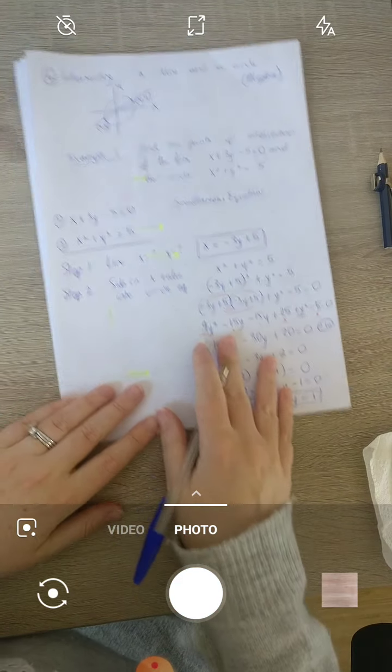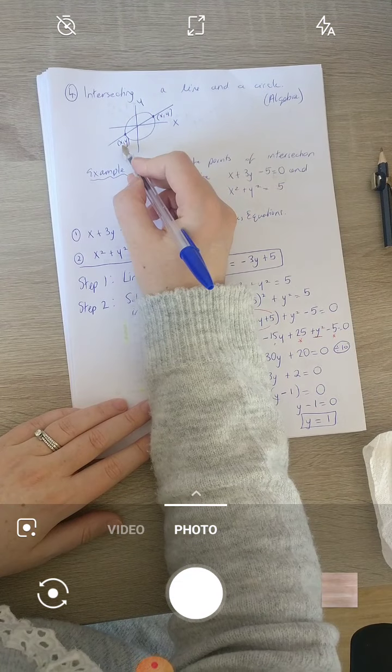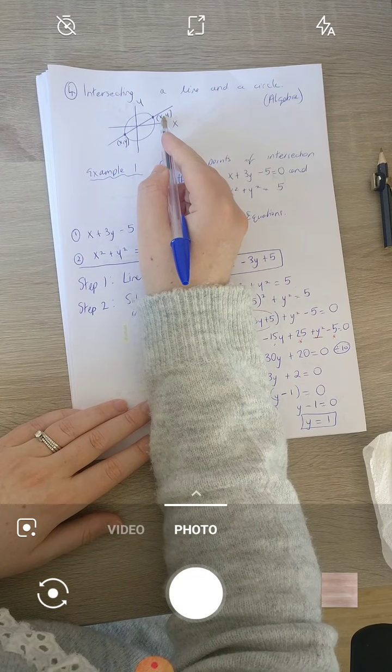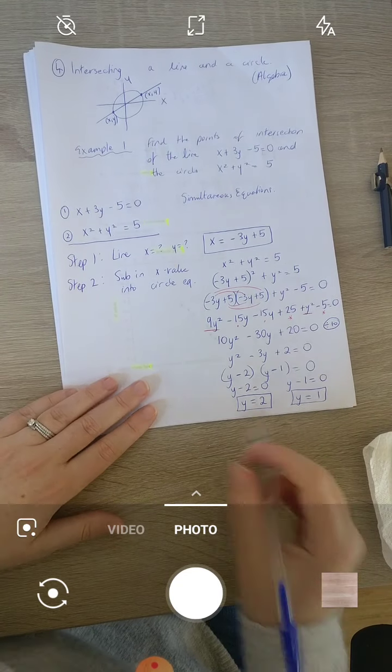Now remember what I said, going back to the picture up here. We're looking for 2 points. So an x and a y, and an x and a y. At this stage, we only have 2 y values.